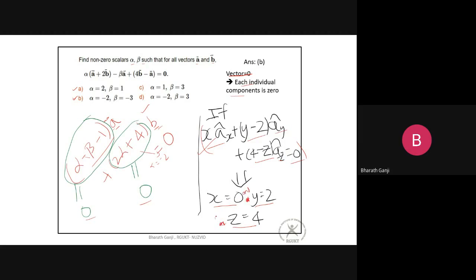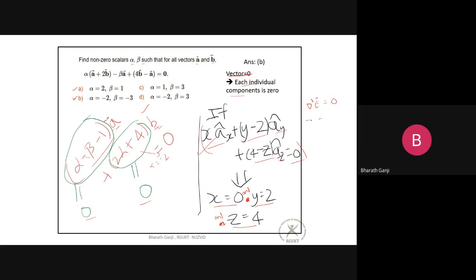Okay. So x should be equal to 0 and y should also be equal to 2 and z should also be equal to 4. Then only the whole vector goes to 0. So this is important because we have these kinds of situations, like the gradient of electric field goes to 0. And then we have to equate each individual component to 0.